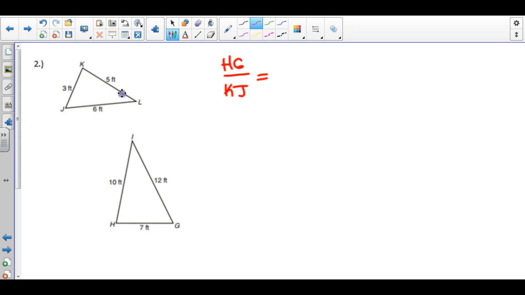And then I'm going to take the medium length side, or the middle, which looks like, and the bigger triangle, which looks like IH or HI, and I'm going to take that over KL. And then I'm going to look for the longest side that's in this triangle, which is IG. And I'm going to put that over the longest side of the small triangle, which is JL.